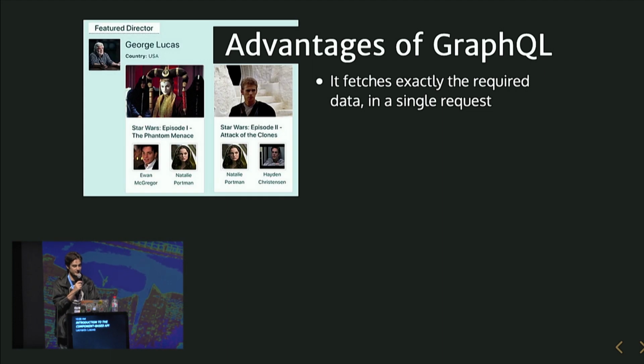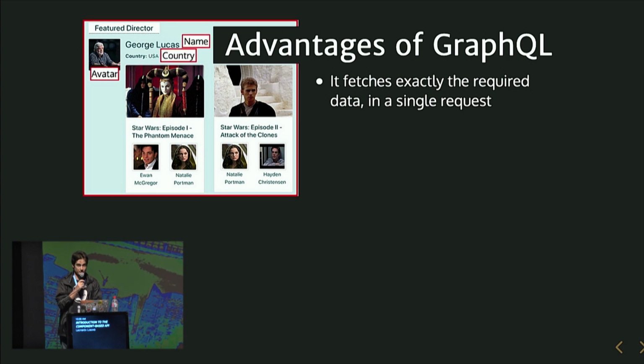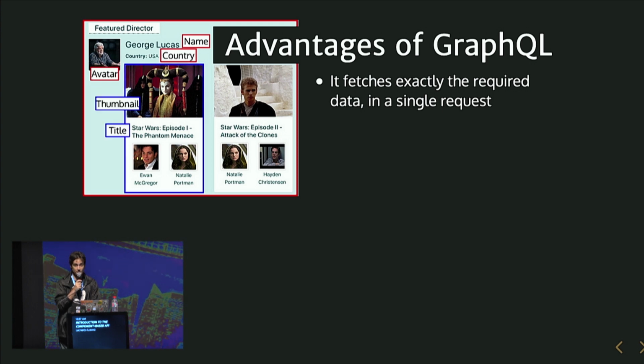Say that you have this layout. This is like a widget with a featured director up there, showing a couple of films, and each film showing some of its actors. You need to get data. In the case of the director, we need the name, the country, and the avatar. Then for each of the films, we have the thumbnail and the title. And for the actors, we have the avatar and the name.